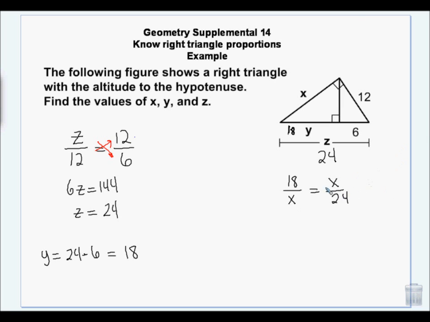We need our x's to cross multiply together. We could do x over 18 is equal to 24 over x. It's just we have to have the x's cross multiply because they're the geometric mean. Okay, so cross multiply here, and I get x squared is equal to 432. And then I'm going to take the square root of both sides. Okay, so 20.78, so we're going to do 20.8.